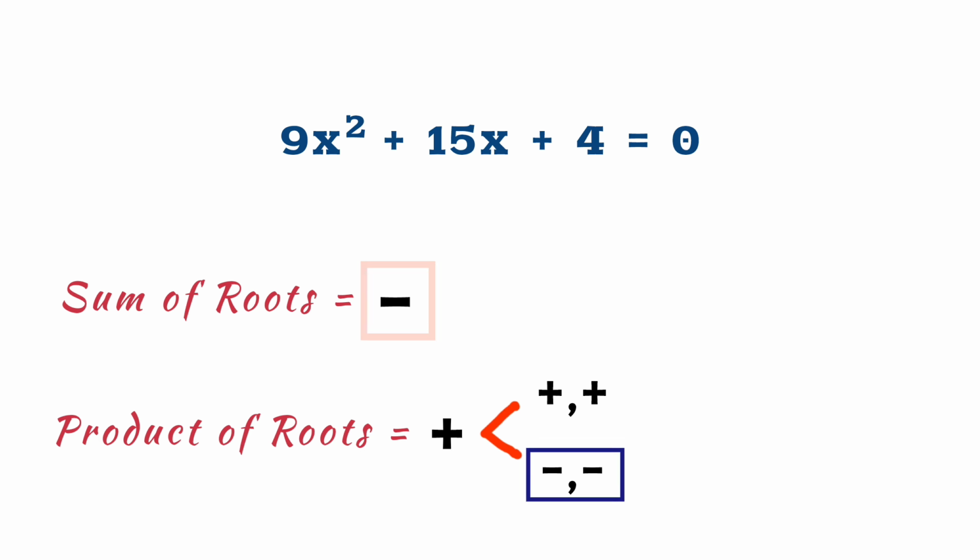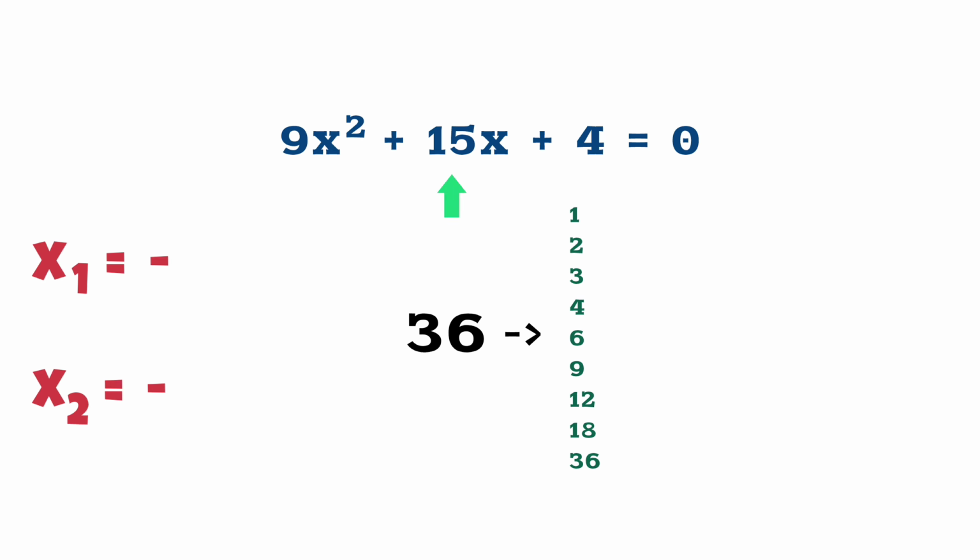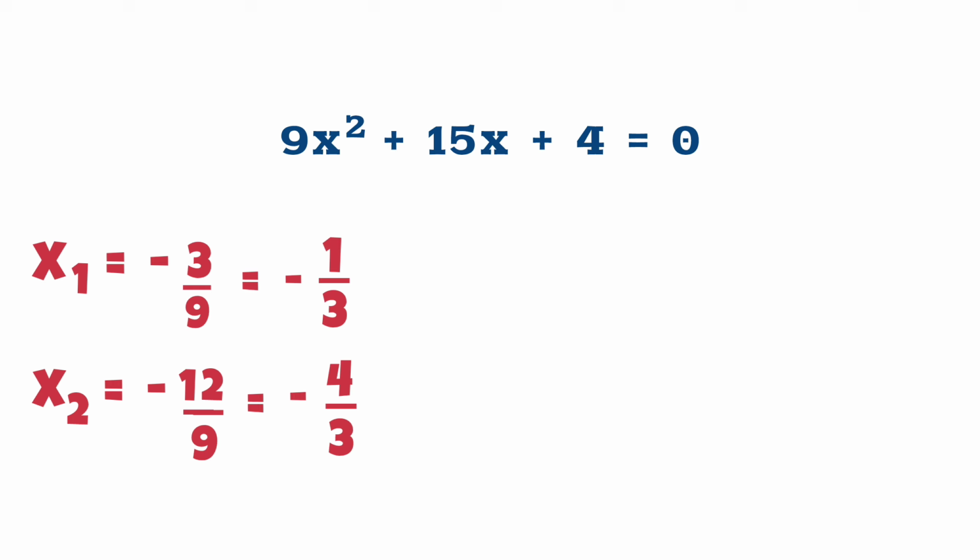Now forget about positive negative. Simply multiply a and c, 9 into 4, 36, and look at its factors. Out of these factors, which 2 factors can give you the sum of 15? Yes, 3 plus 12. So one root 3, other root 12. But we have already established both roots have to be negative. So take minus 3 and minus 12. And in a last step, divide by the coefficient of x square, 9. That gives one root minus 1 by 3, other minus 4 by 3.